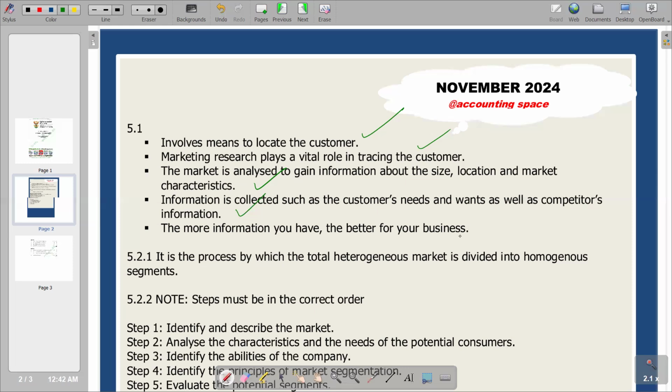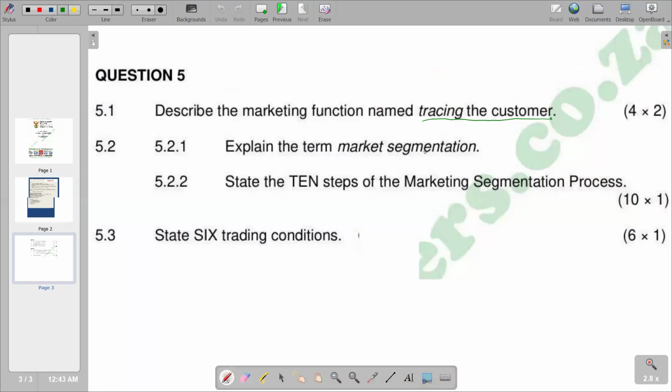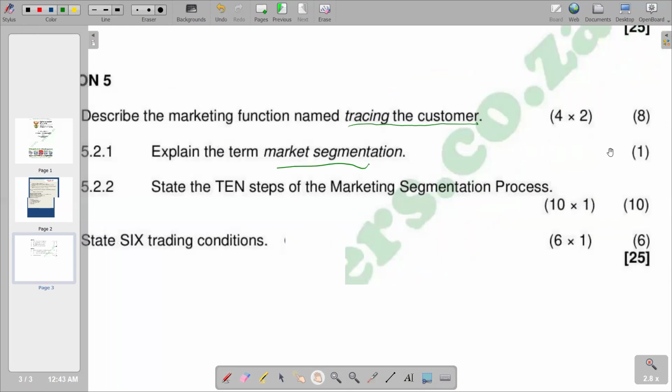So moving on to the next question, 5.2, explain the term market segmentation. We are going to describe what market segmentation is, but we can first look at the number of marks that we have there. You see that we have only one mark on the description of market segmentation. It is very important for you to take note of this because of the quantity of information that we are going to provide. With only one mark, one line or two lines can be enough.